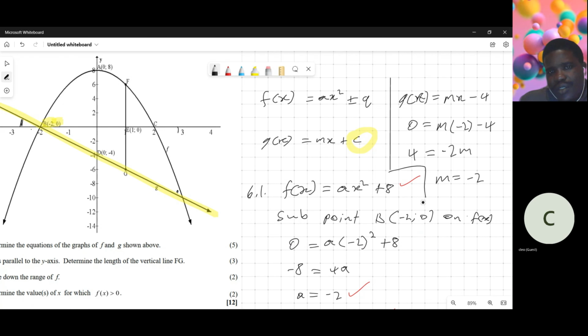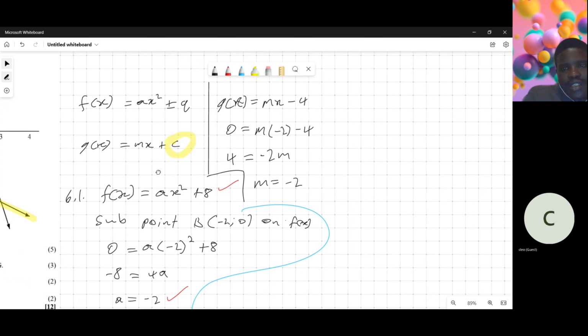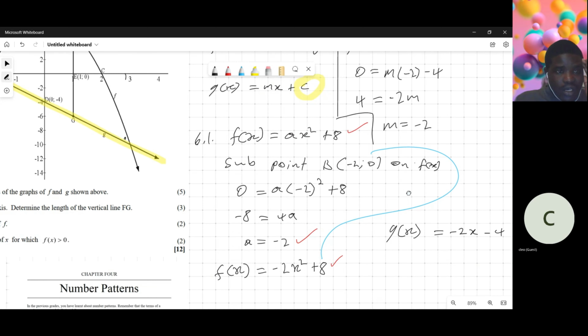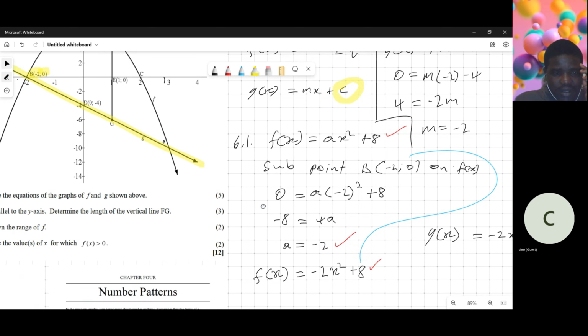Then what is the equation? The equation is going to be g(x) equals, what is the value of m? -2x minus 4. That is the equation of our straight line. Then we'll get all the 5 marks.